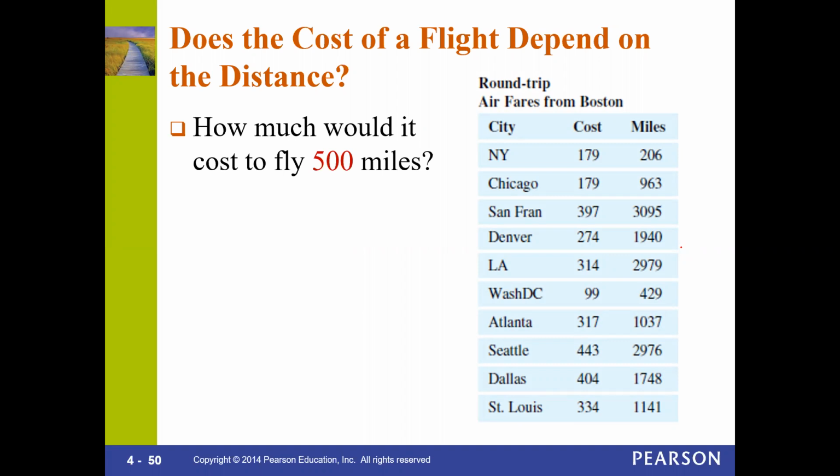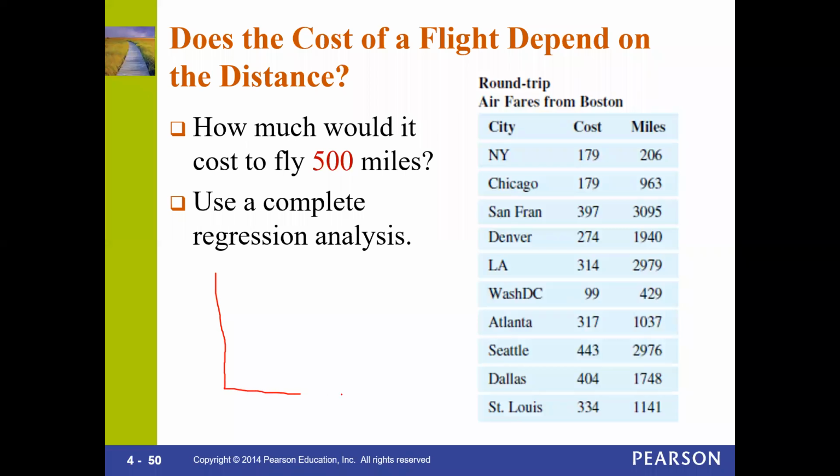And also, they said to use a complete regression analysis. So this is what we're going to be doing. You're going to have to draw a line like this. That will be here, probably that will be the cost, the miles. This will be M for miles. And here, that will be the cost. Something like that. It doesn't have to be perfect.